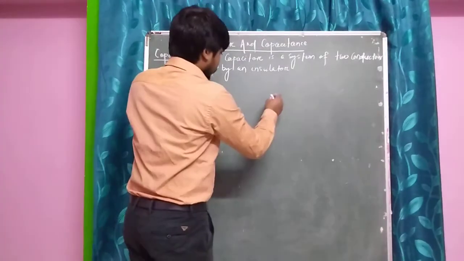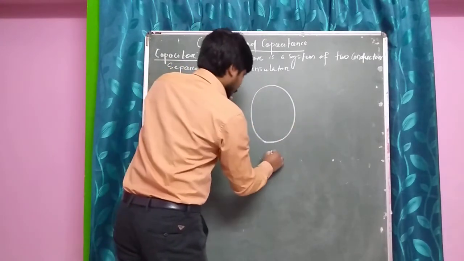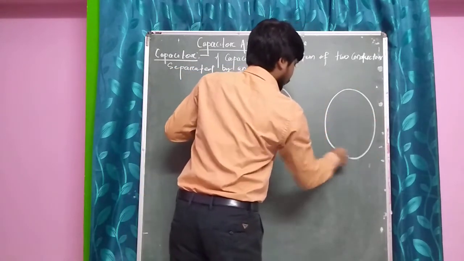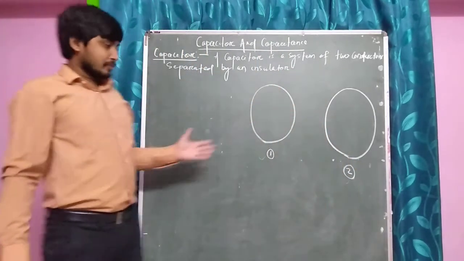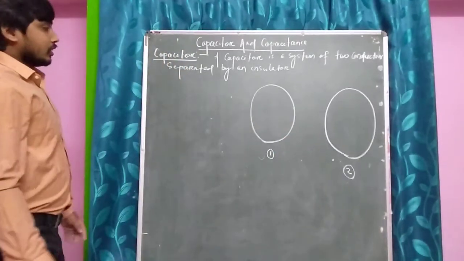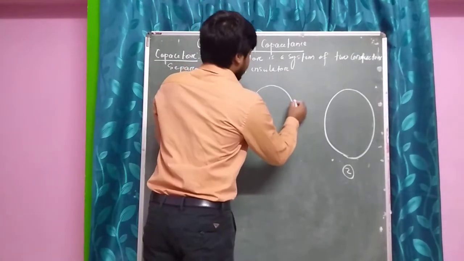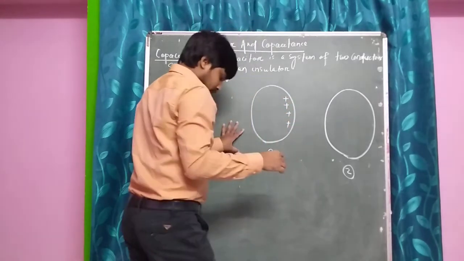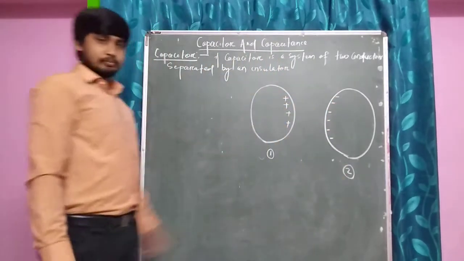Remember that in the case of a capacitor, there will be two conductors. Let this one be conductor 1 and this one be conductor 2. If these two conductors are separated by an insulator, then this is called a capacitor. And remember that in a capacitor, the two conductors are oppositely charged. Suppose this one is positively charged, then this one will be negatively charged.